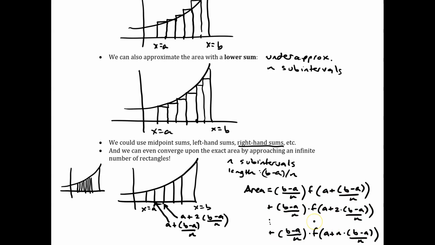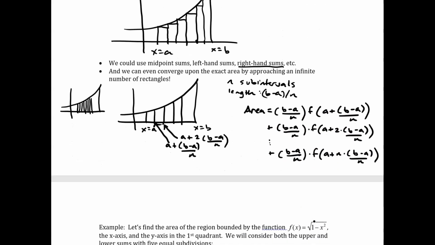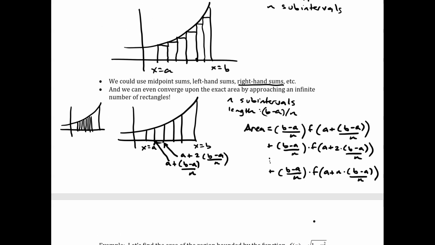And so I can now use my sigma notation, and I'm going to write down the area formula right here. I'm just going to say area is equal to summation, where i is going from 1 to n, and I'm going to show you i is going to be my index for these numbers right here, because those are the numbers that are changing. So it's going to be b minus a over n times f of a plus i times b minus a over n.